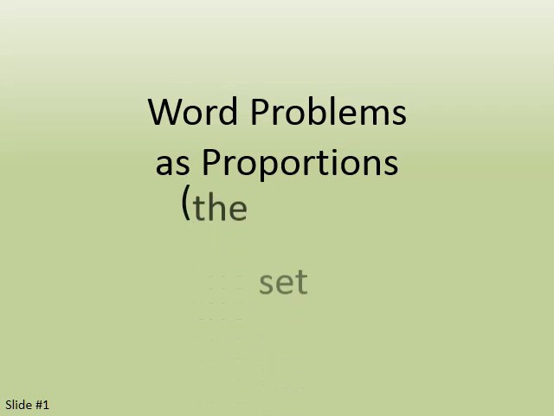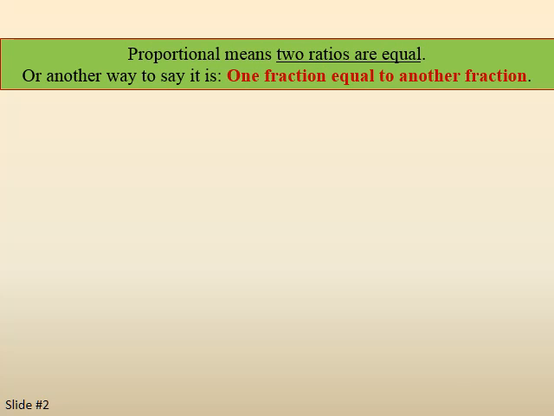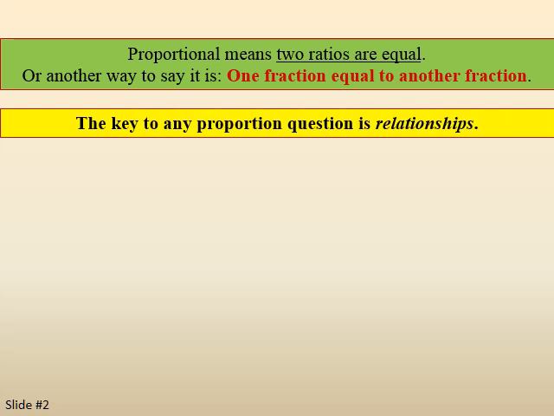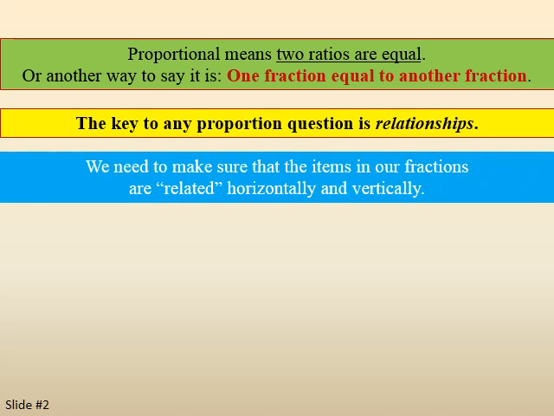Word problems as proportions. The setup. Proportional means two ratios are equal. Another way to say it is one fraction equal to another fraction. The key to any proportion question is relationships. We need to make sure that the items in our fractions are related horizontally and vertically.